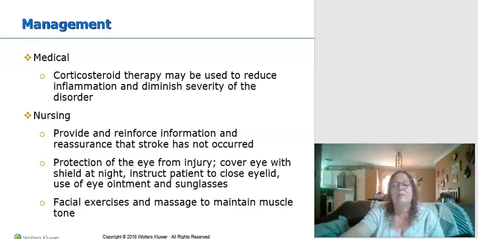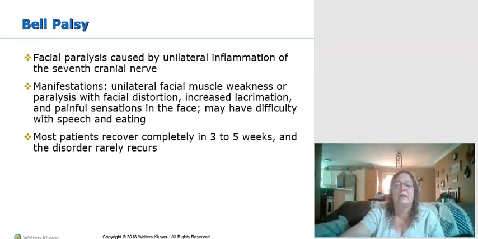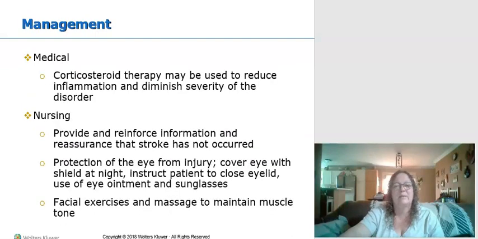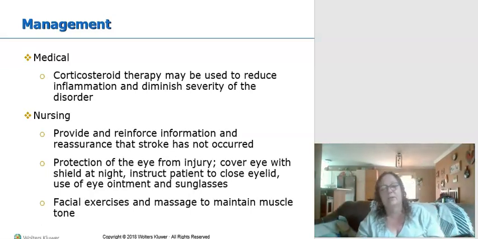So the medical management is corticosteroid therapy, which may be used to reduce inflammation and diminish the severity of the disorder. This is often the result of a viral infection, so antiviral medications may be given. But we want to provide and reinforce information and reassurance that a stroke has not occurred. You have not had a stroke. This isn't permanent neurological damage.